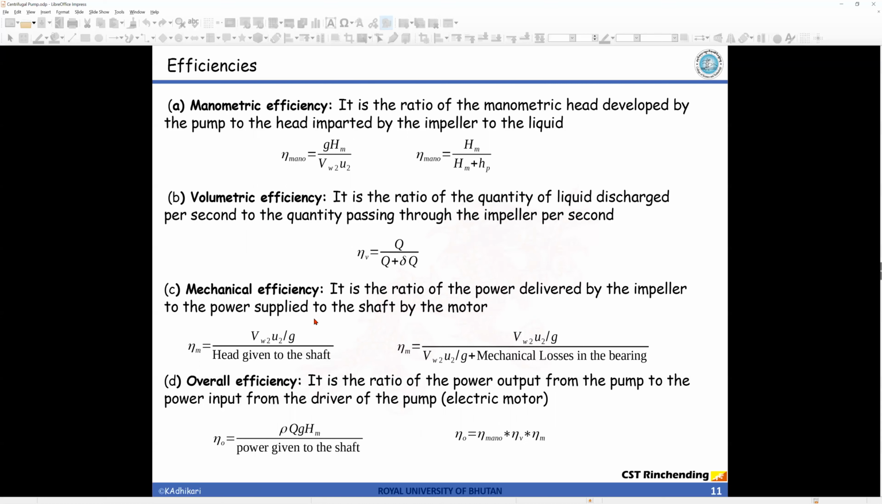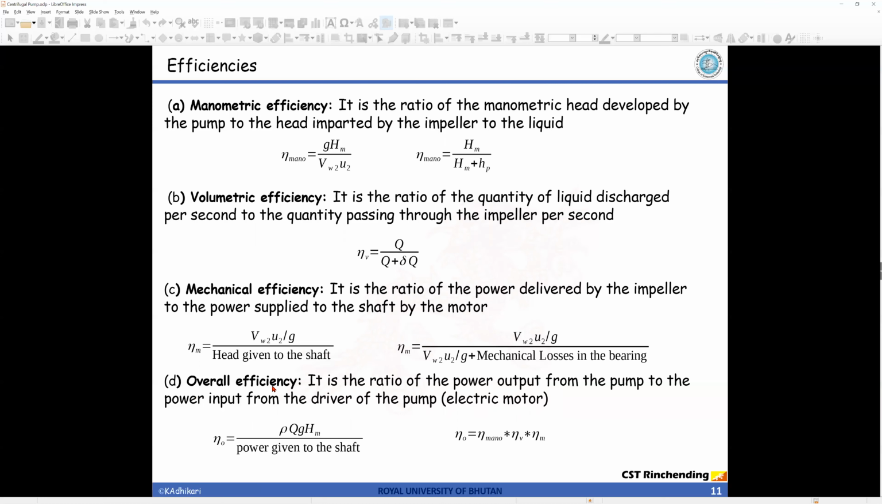Now mechanical efficiency. Mechanical efficiency is the ratio of power delivered by the impeller to the power supplied to the shaft by the motor. You know that the motor, shaft and impeller are connected, and between them there are some mechanical losses, right? Because the impeller is rotating and the shaft is also rotating. So the difference between these two energies would be the mechanical losses. And this is the formula for mechanical efficiency.